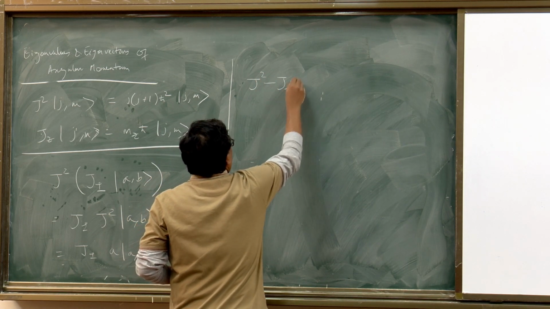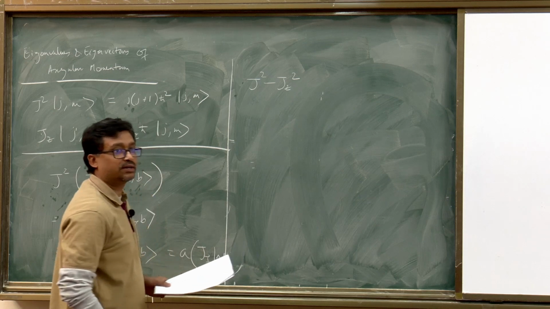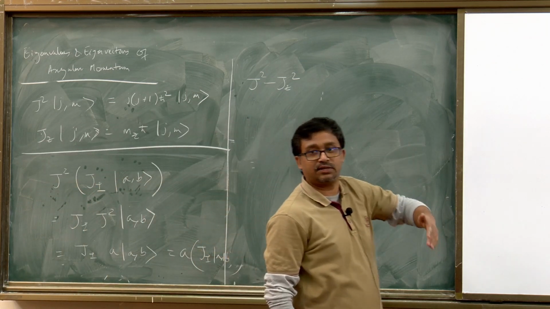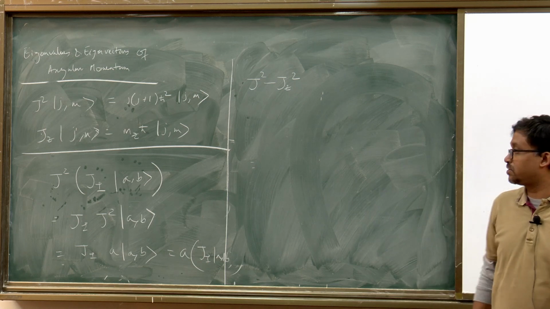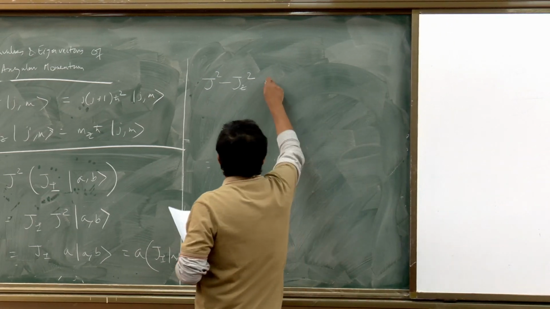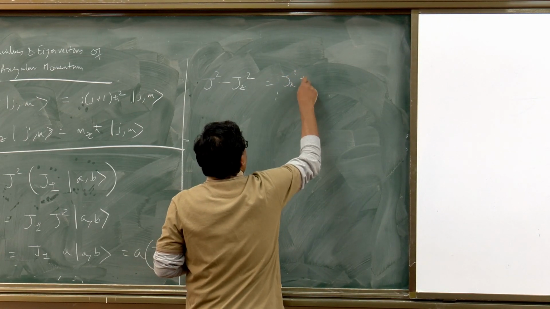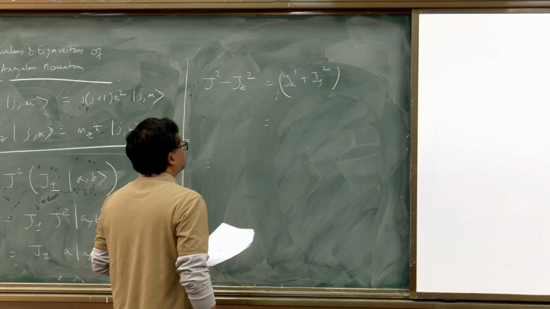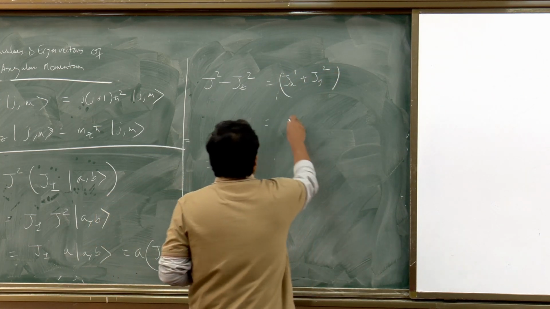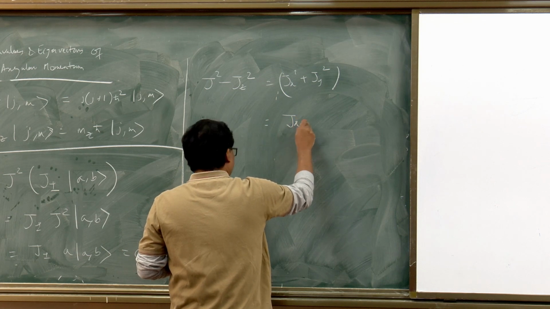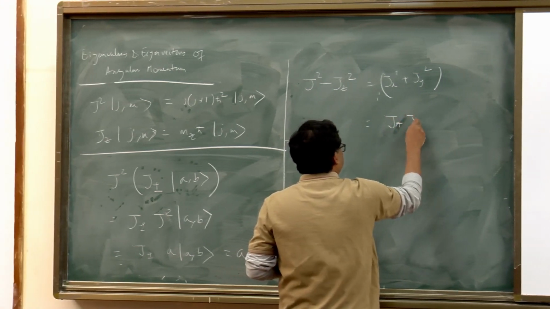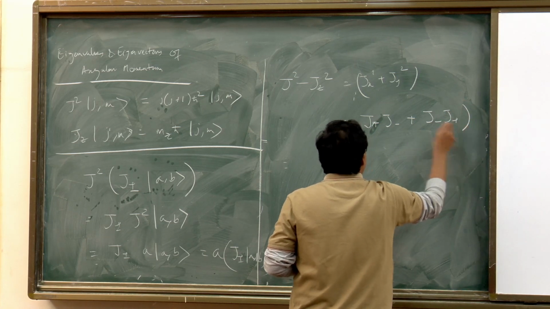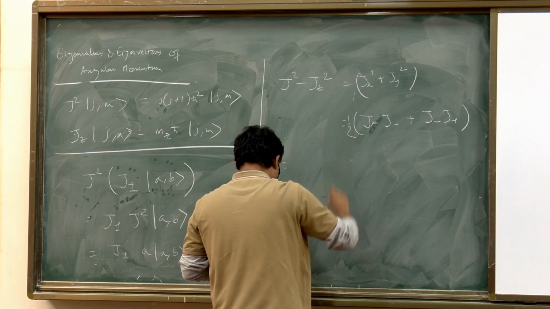So we will try to work out this operator, J square minus Jz square. Of course, J square is Jx square plus Jy square plus Jz square. So J square minus Jz square is equal to Jx square plus Jy square. Right? What can we write it as? We can write it as J plus J minus plus J minus J plus, half of that.